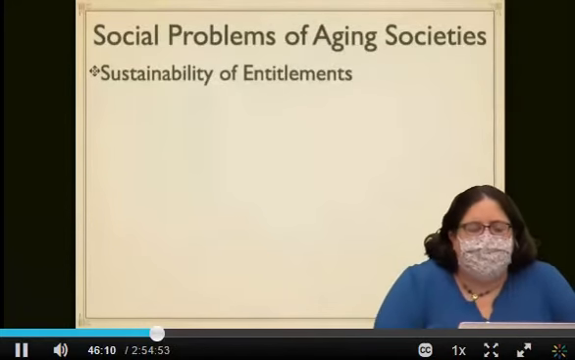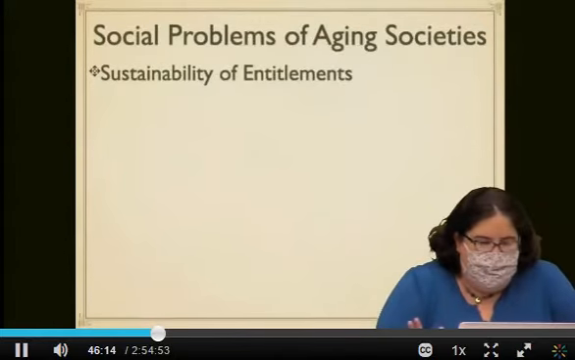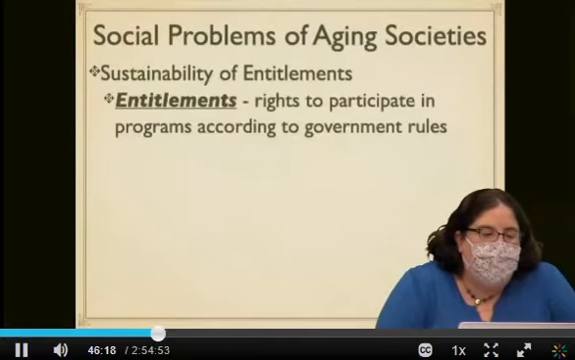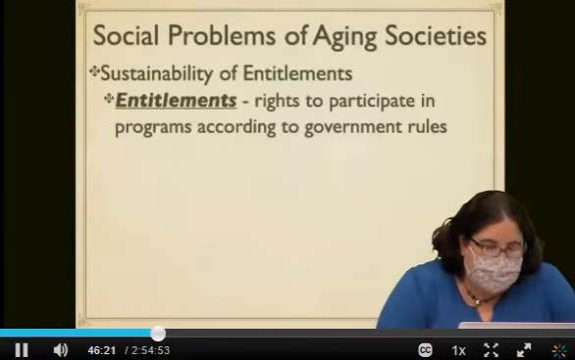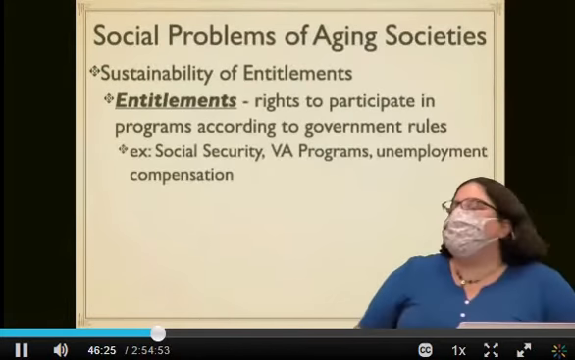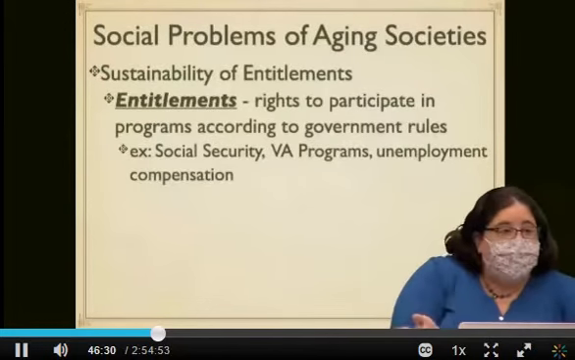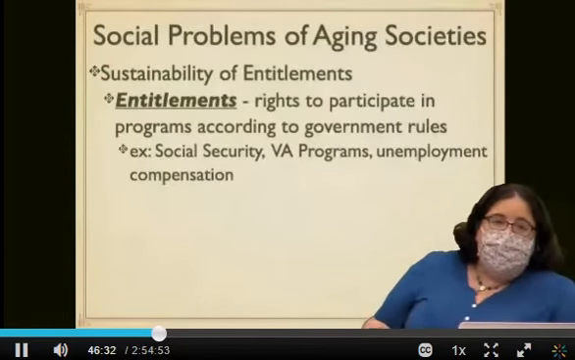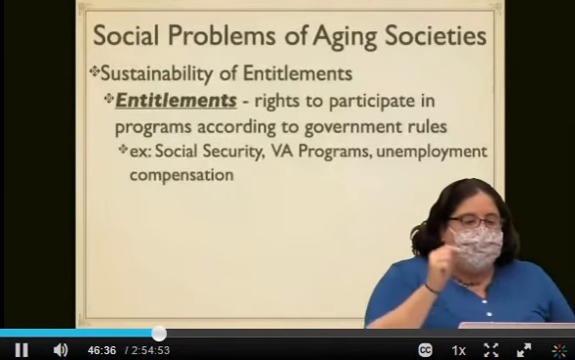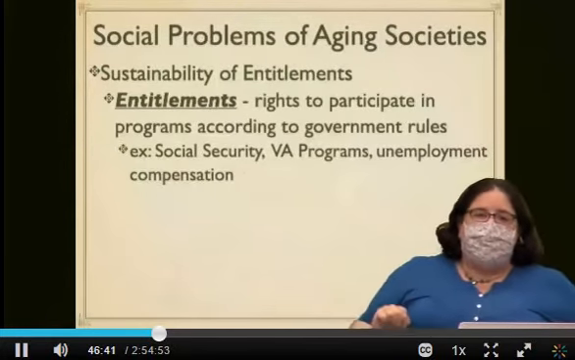So the first thing is sustainability of entitlements. If you're like me and you read that, what does that mean? Entitlements is the legal term for the right to participate in programs according to government rules. So Social Security is an entitlement in our country. The VA is an entitlement program, right? Unemployment is an entitlement program. The idea is the government decides what types of people are entitled to access Social Security.